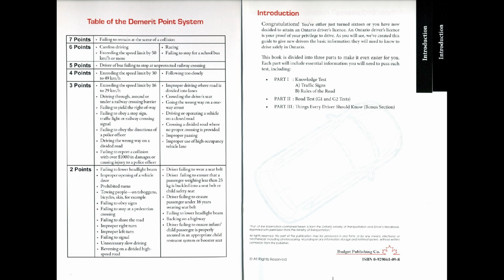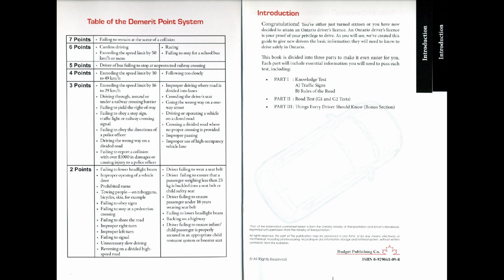2 demerit points: failing to lower headlight beam. Improper opening of a vehicle door. Prohibited turns. Towing people. Failing to obey signs. Failing to stop at a pedestrian crossing. Failing to share the road. Improper right turn. Improper left turn. Failing to signal. Unnecessary slow driving.